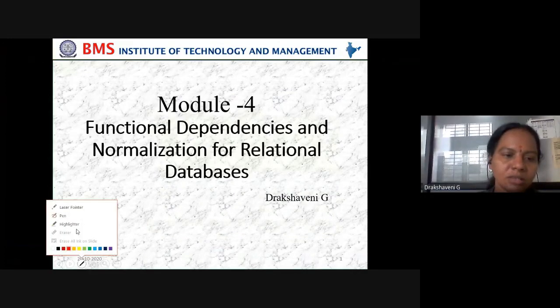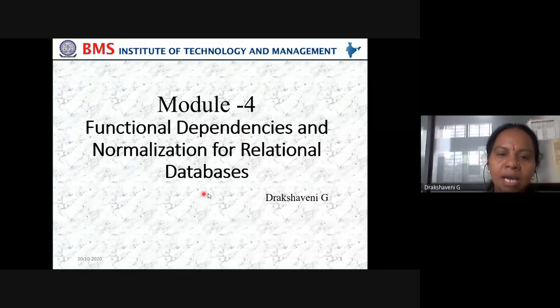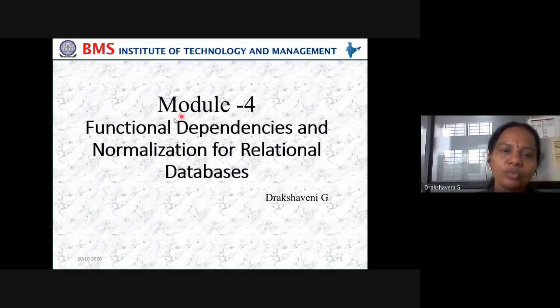So in this case, we are done with the third unit. Next we move on to the fourth module. What is there in the fourth module is functional dependency and normalization for relational database. That's module 4, functional dependency and normalization for relational database.